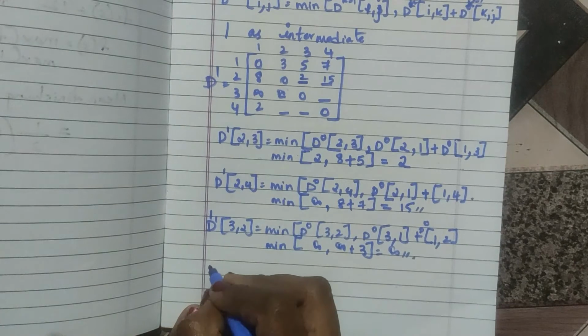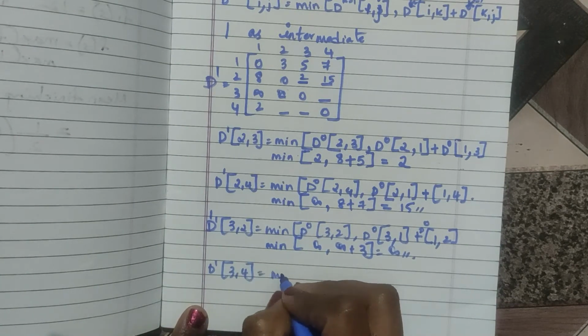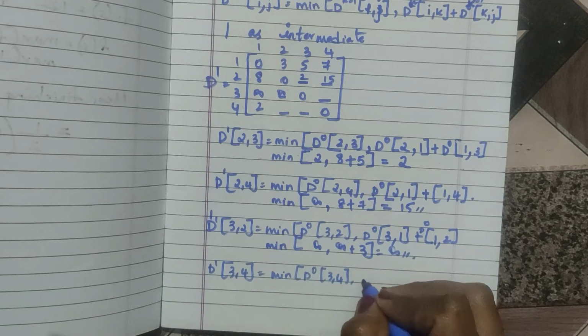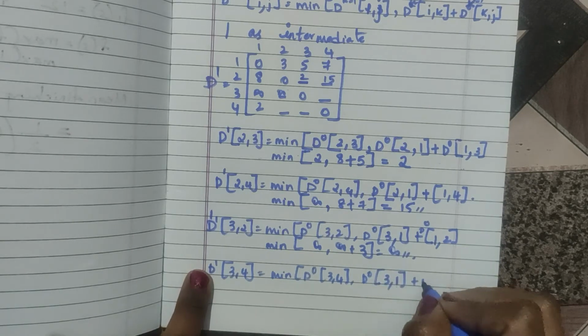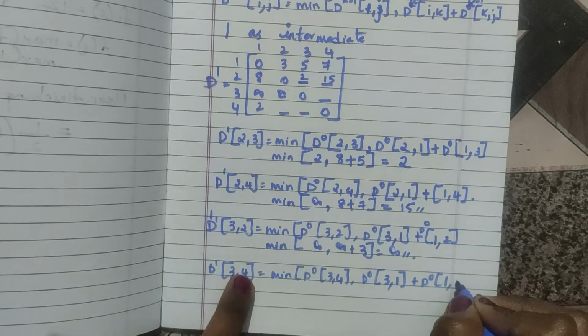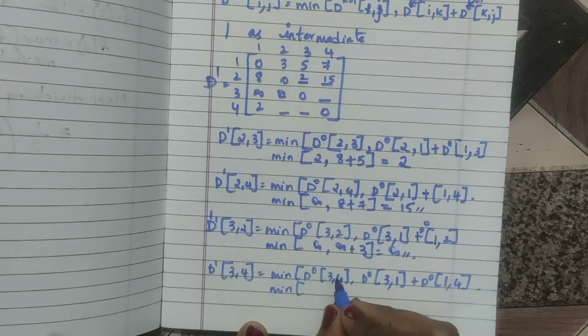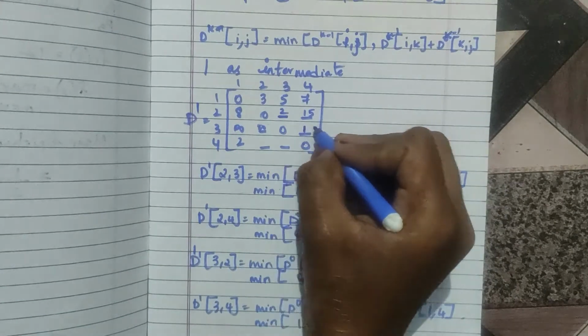And now let's find out the next one. 3 comma 4, minimum of D0 3 comma 4, D0 of this value and then the k value plus D0, the k value and then the j value. So minimum D0 3 to 4. 3 to 4 is 1, and then here I have infinity plus 2. So the minimum value is 1. So let's update in the table, that is 1.